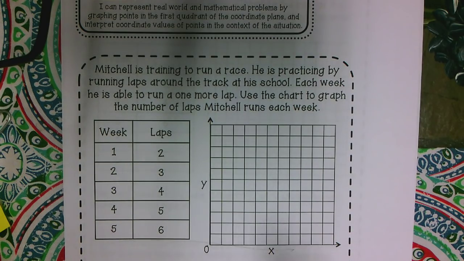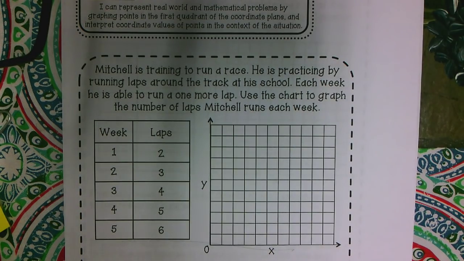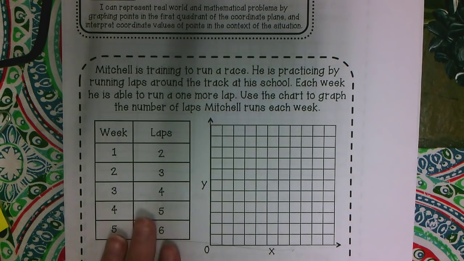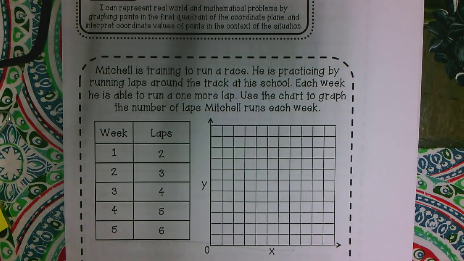So Mitchell is training to run a race, and he is practicing by running laps around the track at his school, which could be a real-life thing. You could be practicing running laps, and each week he's able to run one more lap. So he's kind of keeping up with his running and making sure that he is getting more in and getting faster in his time. And so he uses a chart to record his laps.